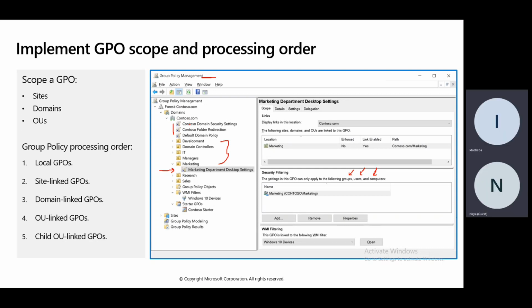Let me see how smart you are. Sorry, sir. Please come again. This is a policy here, right? This policy affects who? It will affect marketing department. Speak up, please. Hello. Yeah, I can hear you now. I said it will affect marketing department. Good. This policy here, they are under where? They are under the contoso.com. So where do you think this policy will affect?